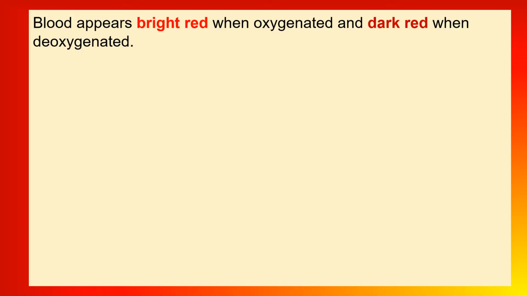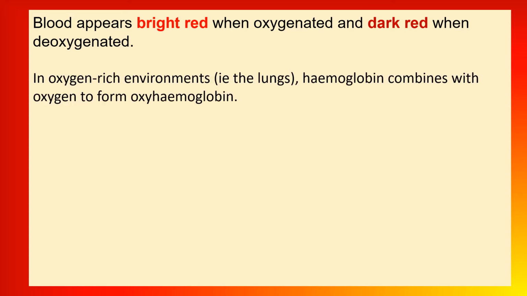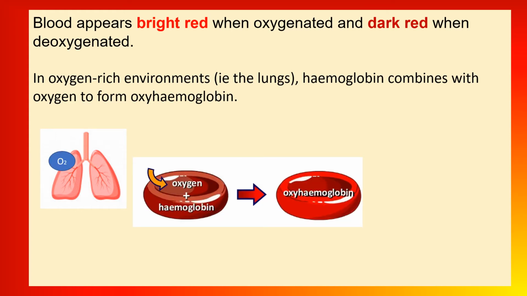Blood appears bright red when oxygenated and dark red when deoxygenated. So when there's loads of oxygen in it, it's a really bright red colour. And when there's not a lot of oxygen, it's a dark red colour. In oxygen-rich environments like your lungs, hemoglobin combines with oxygen to form oxyhemoglobin. I'm going to show you that with some cutting-edge PowerPoint video animations. We've got our red blood cell. The oxygen combines with the hemoglobin, sticks to it like Velcro to make oxyhemoglobin. You'll see the colours change from that dark red deoxygenated to the bright red full of oxygen or oxygenated.